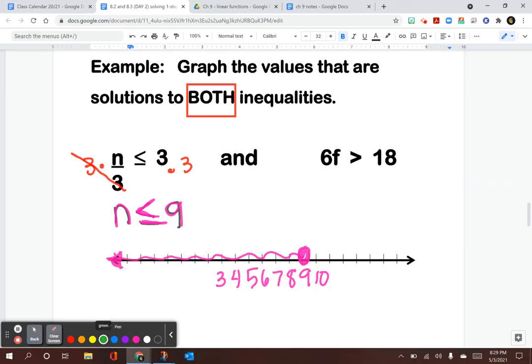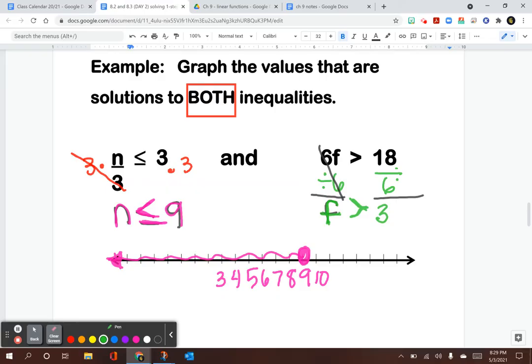Now I'm going to try my other inequality. 6 multiplied by something is greater than 18. So I'm going to do the opposite of multiplying that f variable by 6, which is to divide it by 6. Show it on both sides of this sign. The 6's cancel out, and the f variable remains. And this one's going to be all numbers greater than 3, because 18 divided by 6 is just 3. I'm going to graph this inequality solution in green.